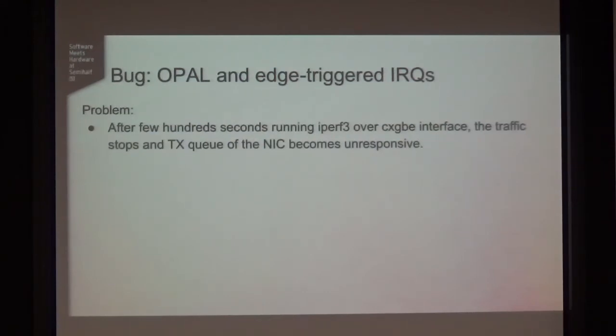This is the very advanced test scenario we are running. It's the Aper3 over CXGB interface. After a few minutes, the traffic stopped. The reproduction rate was 100%. I mean, every few minutes, maybe a few hours, depends on the test, but eventually the NIC became unresponsive. We suspected a network stack issue. We were also cooperating with Navdeep Parhar, the maintainer of the CXGB driver.